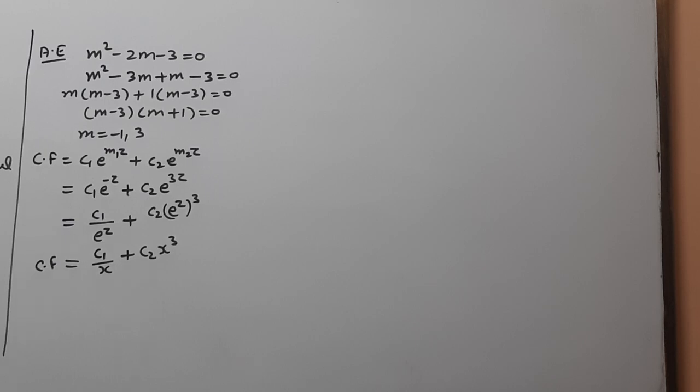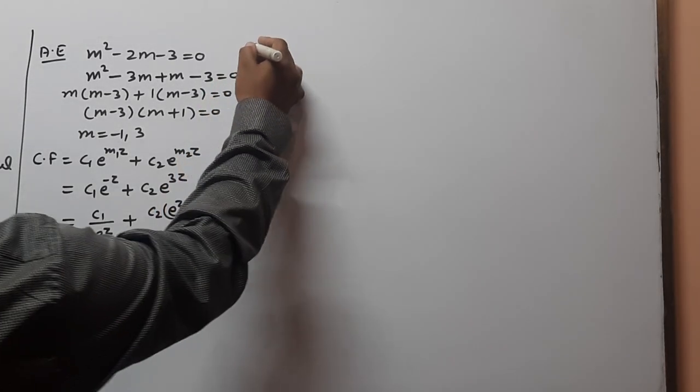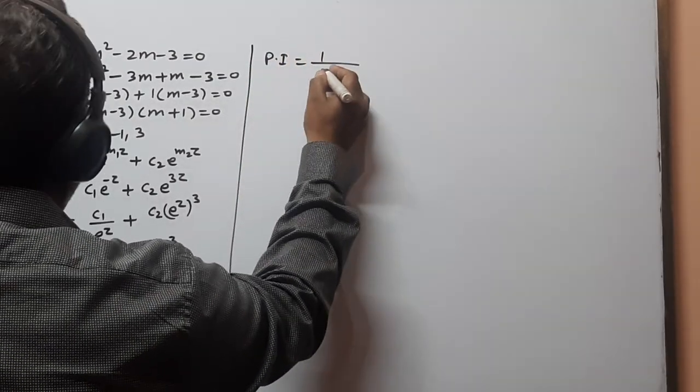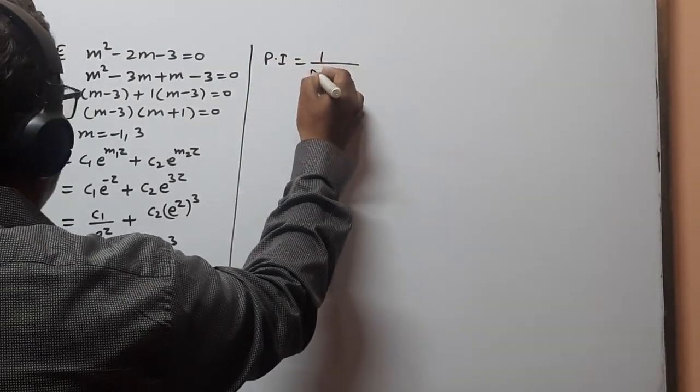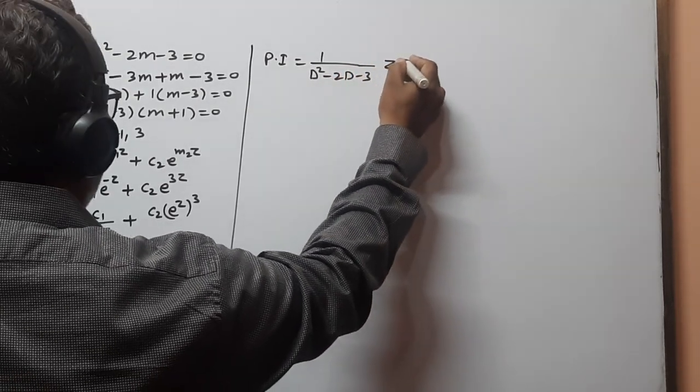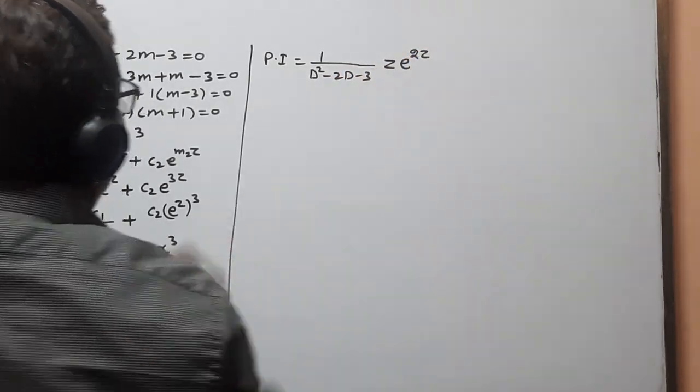Now we find the particular integral. For finding the particular integral, we write 1 upon f(D), and f(D) is here D square minus 2D minus 3, times z e to the power 2z.